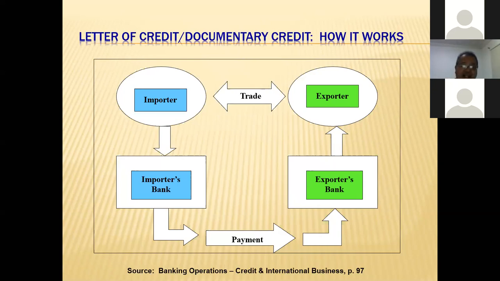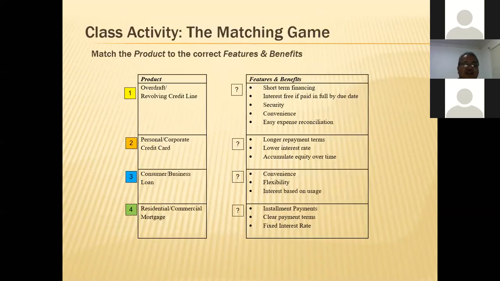Okay, let's do a little exercise here, a class exercise. This is called match the product to the correct features and benefits. On the column on the left, we have the product, and the column to the right, we have features and benefits. Normally in class, each person will have a handout and you would draw the lines to connect them. But we don't have that luxury on Zoom, so we're going to have to do something a little different.